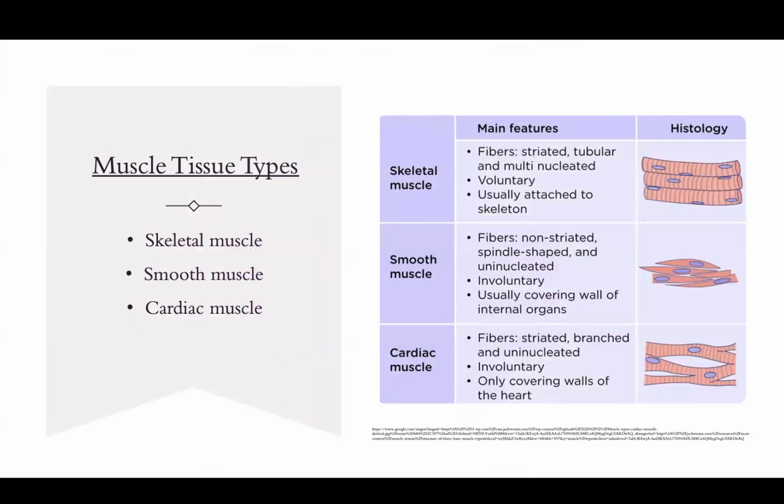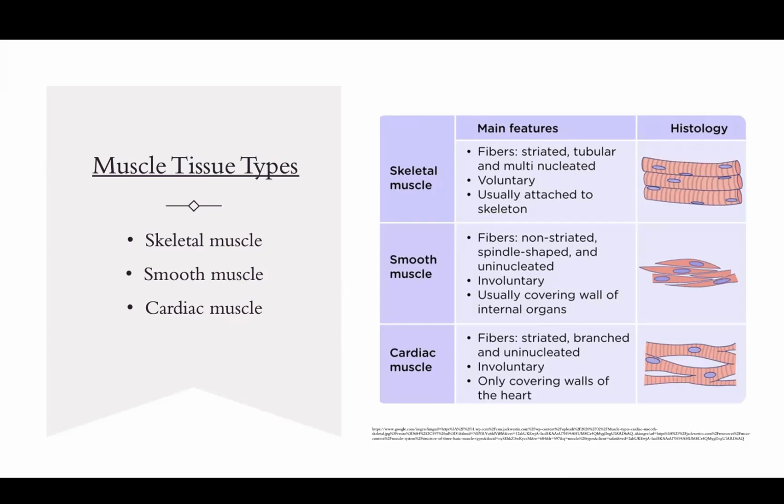There are 3 types of muscle tissue. That's skeletal, smooth, and cardiac. And skeletal muscle, smooth, and cardiac are all made of fibers of tissue. The skeletal muscle is striated, meaning it's striped. It's tubular, and it's multinucleated. Multinucleated means that there are multiple nuclei per cell of skeletal muscle. Skeletal muscle is voluntary and is usually attached to bone.